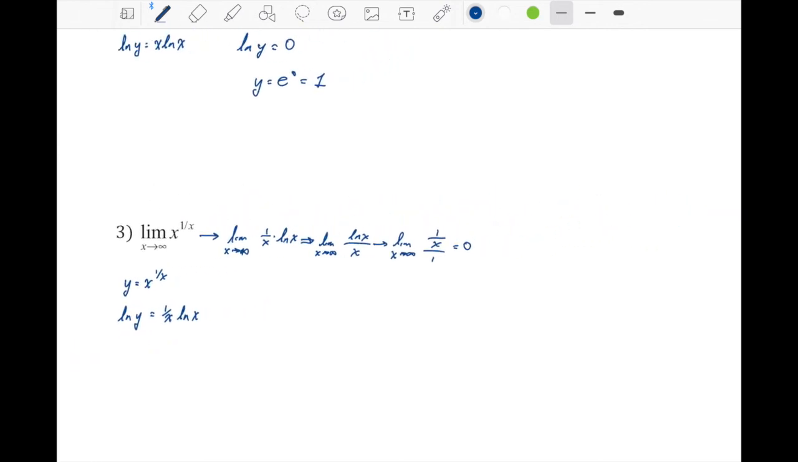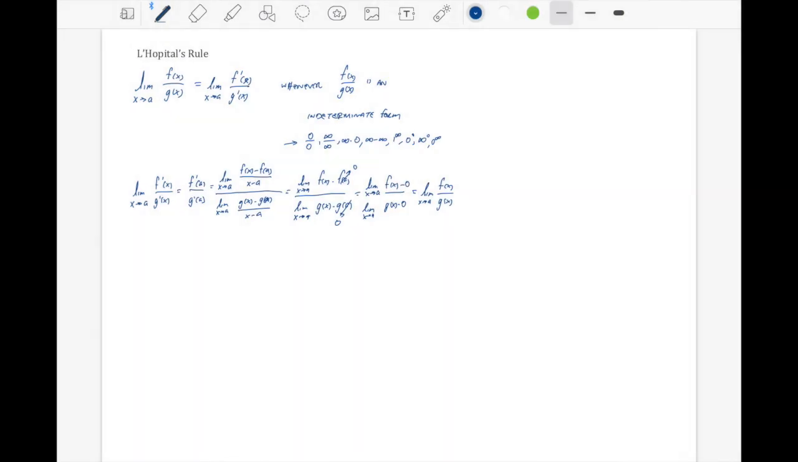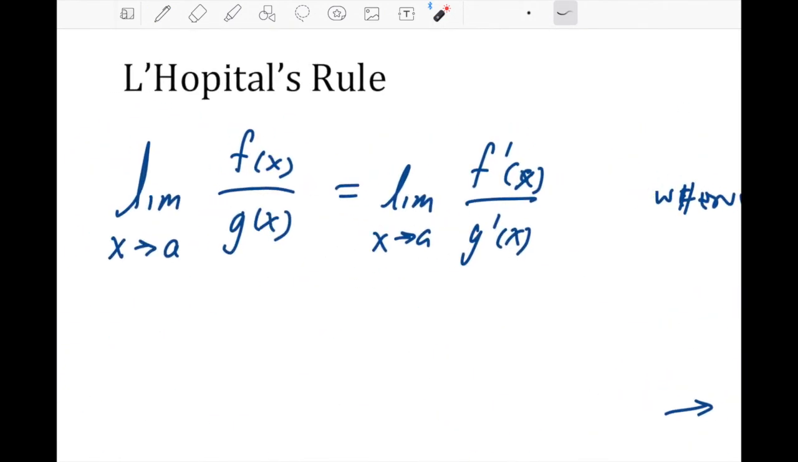Different examples with L'Hôpital's rule. The whole thing, going back to the start: whenever we have one of these indeterminate forms for our limits, we can make it look like 0 over 0 or infinity over infinity. And in that case, that limit becomes the derivative of the top divided by the derivative of the bottom.